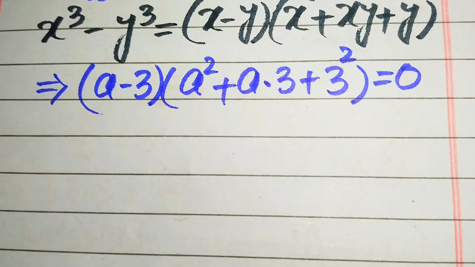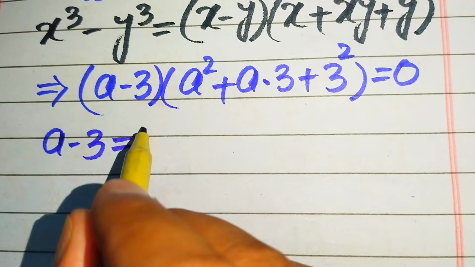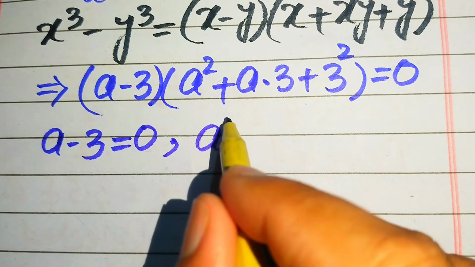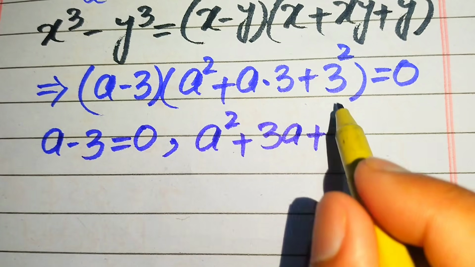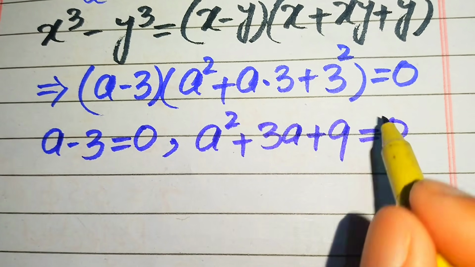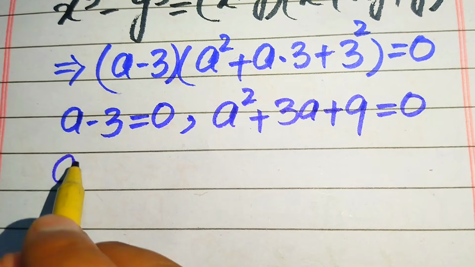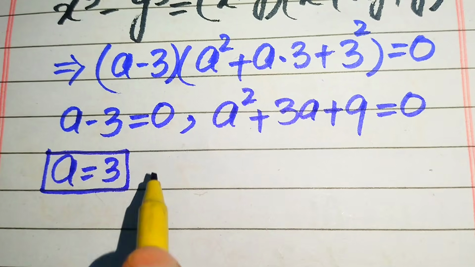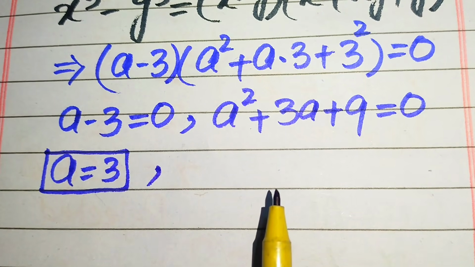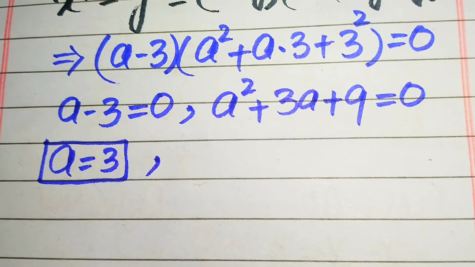So further in the next step, we divide this equation into two cases. The first case is we write a minus 3 equals 0, and the second case is we write a square plus 3a plus 3 square, which becomes 9, and this whole equation is equal to 0. From here we easily get the value of a equals plus 3. This is the first root of the given equation, and from here you see that this is the quadratic equation, and we solve this quadratic equation for the values of a.